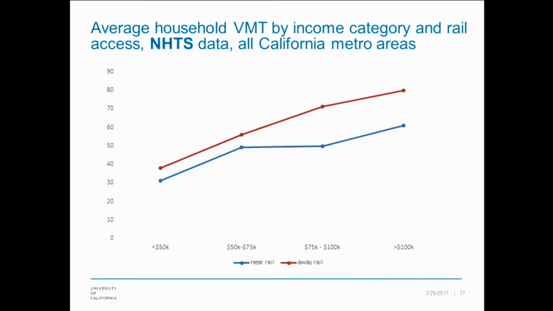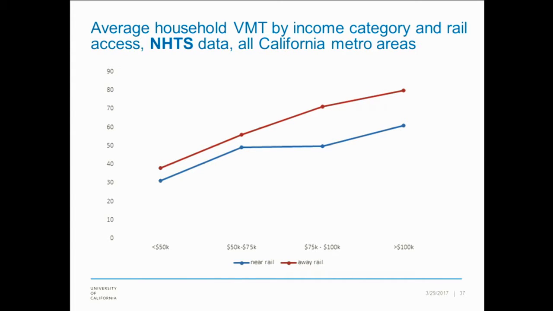A couple brief notes before we move to the next slide. The first one is that we're using household income in categorical form like this, even in our more detailed analysis, because that is how it's reported in the NHTS and the CHTS.